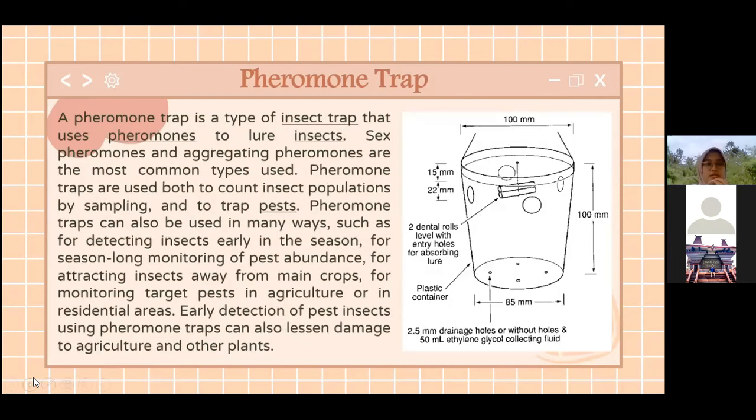A pheromone trap is a type of insect trap that uses pheromones to lure insects. Sex pheromones and aggregating pheromones are the most common types used. Pheromone traps are used both to count insect populations by sampling and also to trap pests. They can also be used in many ways, such as for detecting insects early in the season, for season-long monitoring of pest abundance, for attracting insects away from main crops, and for monitoring target pests in agriculture or in residential areas. Early detection of pest insects using pheromone traps can also lessen damage to agriculture and other plants.